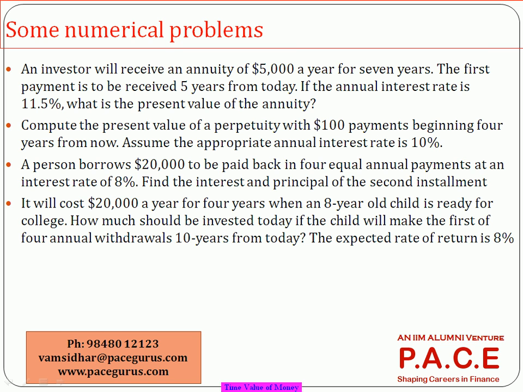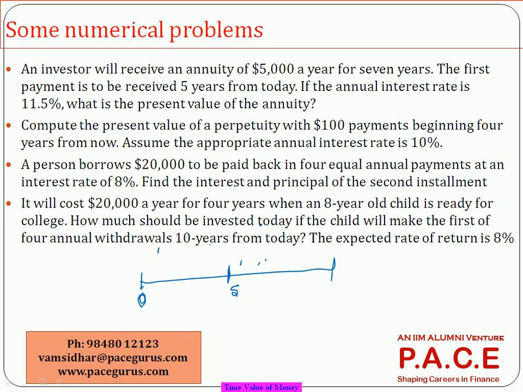So in these kinds of questions, you had better draw a timeline. So what is it that we are saying? You can still use your formulas, but you have to be clear on the timelines. You are getting 5,000 a year for 7 years. The first payment is to be received 5 years from today. If today is 0 years, then 1 year from today, 2 years, 3 years, 4 years, 5 years. So 5 years from today is here. Here you are receiving after 5 years from now.